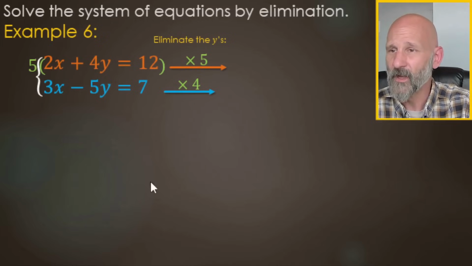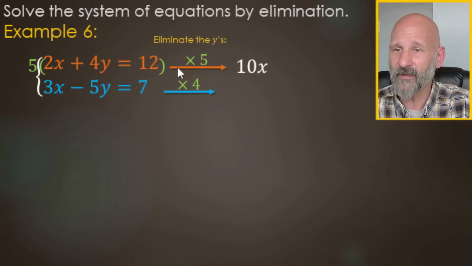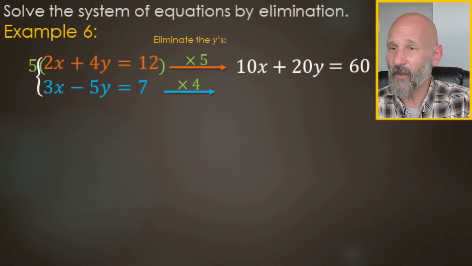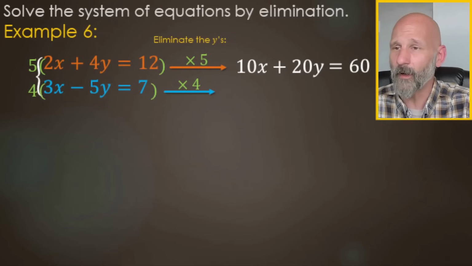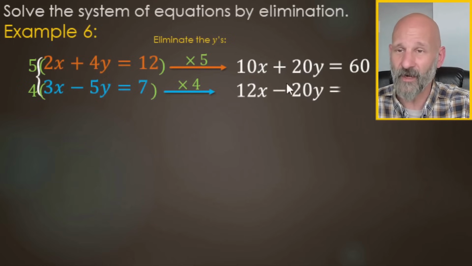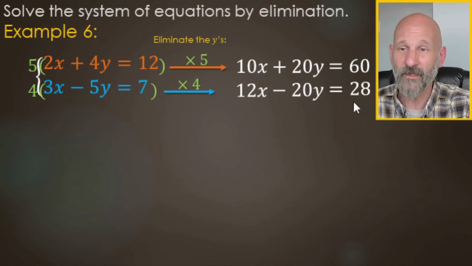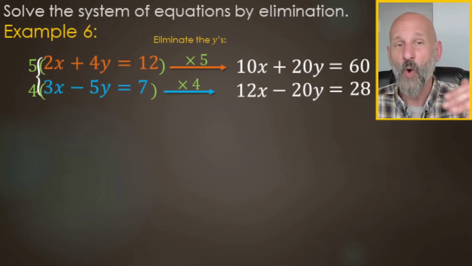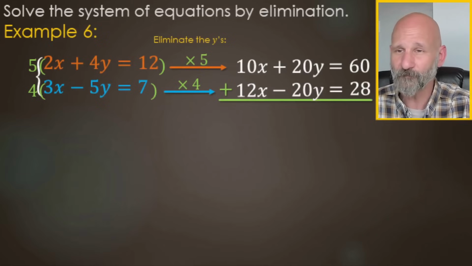Okay, so here we go. 2x times 5 makes 10x, 4y times 5 makes 20y, and then 12 times 5 makes 60. Okay, so there's the top equation. Now the bottom equation, we're going to multiply by 4. So 4 times 3, that's going to make 12x. Negative 5y times 4 makes a negative 20y. And then 7 times 4 makes a 28. Now check it out. The y's will be eliminated when we're ready to add, okay?